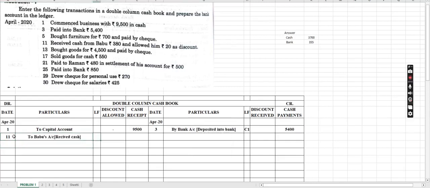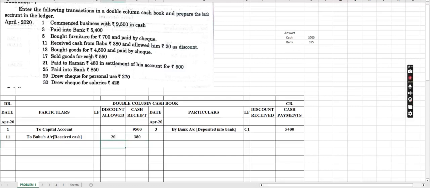Okay, you can say received cash, rupees 380, and how much discount we have allowed to him? 20 rupees. Done. Next, on 13th, bought goods for 4,500 and paid by check.